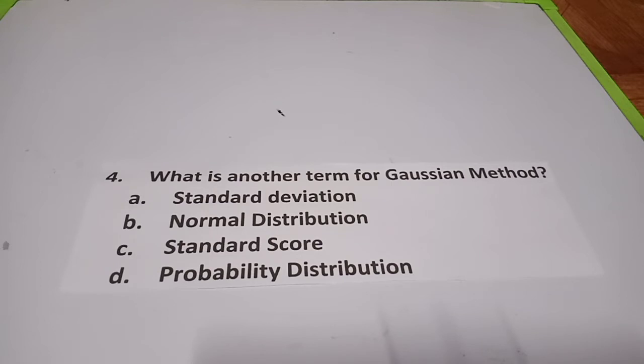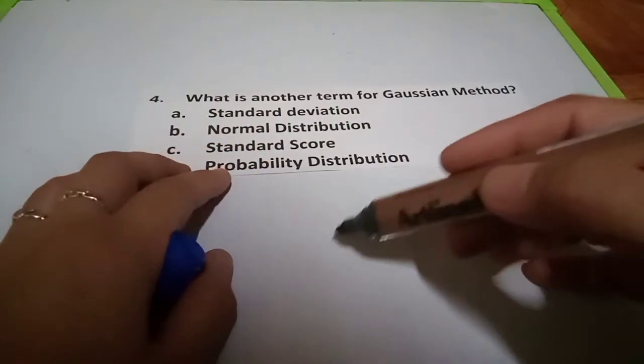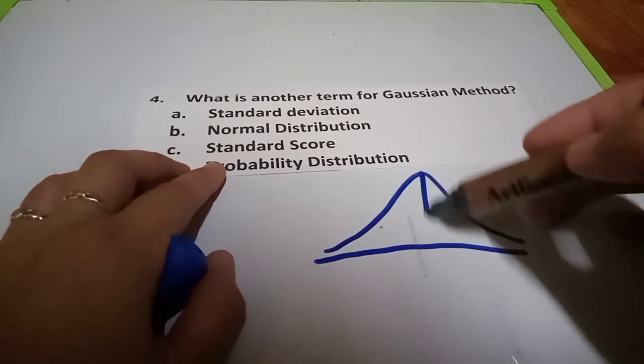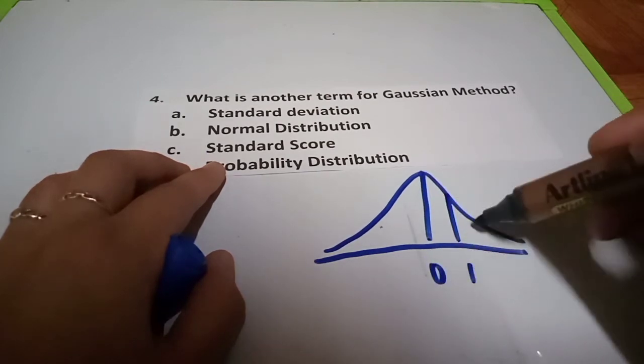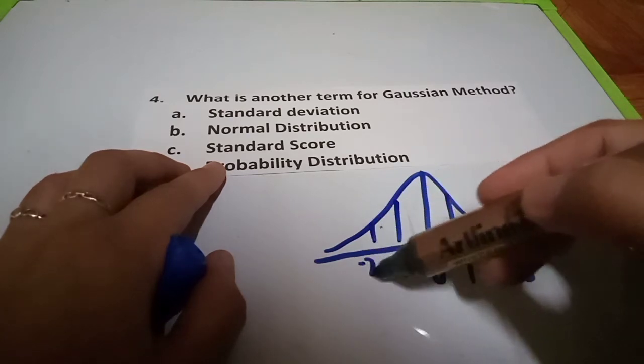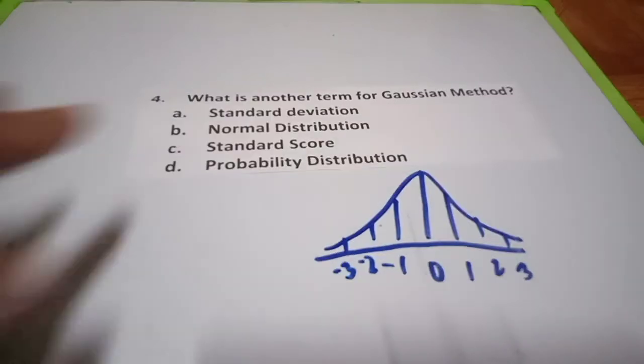Okay, this is mostly in statistics, mostly in inferential. What is another term for the Gaussian method? Take note, Gauss is the first person who discovered the normal distribution. So what is a normal distribution? Mostly the normal distribution starts from the standard distribution using the bell-shaped curve of 0, positive 1, positive 2, positive 3, negative 1, negative 2, negative 3. So that will be the normal.